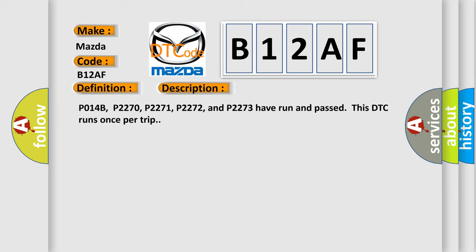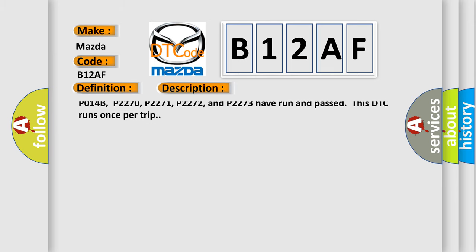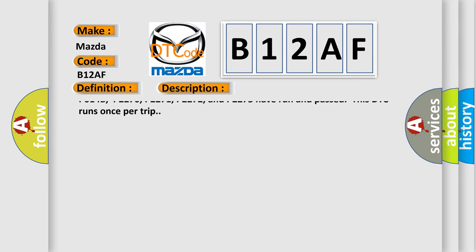The system voltage is between 10 to 18 volts. The learned heater resistance is valid. The fuel level is more than 10%. The engine runtime is equal to or more than 5 minutes. Then DTCs P013A, P013C, P013E, P013F, P014A, P014B, P2270, P2271, P2272, and P2273 have run and passed. This DTC runs once per trip.